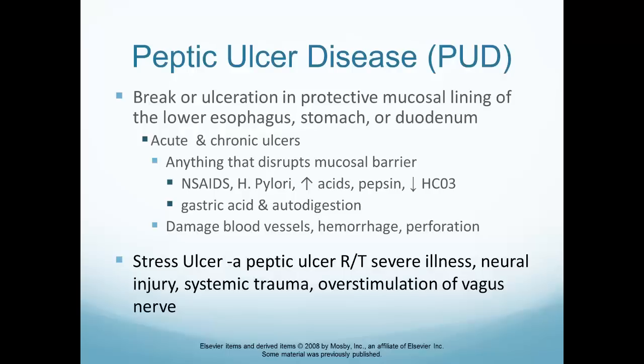Peptic ulcer disease is that breakdown of the mucosal lining of the lower esophagus, the stomach, or the duodenum. A number of different things can contribute to the person developing an ulcer. One of the very common causes, so 98% of upper GI bleeding is caused by the patient taking non-steroidal anti-inflammatories, those are NSAIDs, or being infected with H. pylori. So those are the two main things that are going to cause people to have upper GI bleeding, nonsteroidal anti-inflammatories and H. pylori.